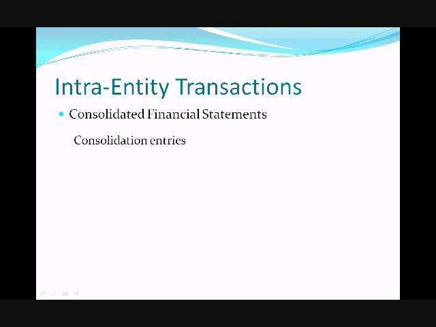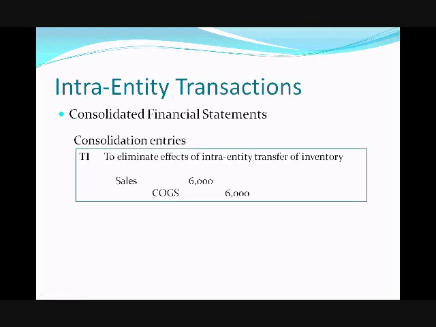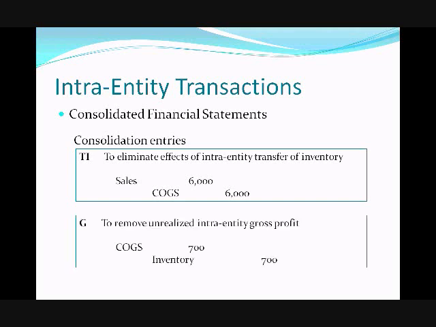First, a journal entry needs to be made to eliminate the effects of intra-entity transfers of inventory. A debit to sales and a credit to cost of goods sold of $6,000 is made. This is the TI journal entry. The second journal entry is to remove the unrealized intra-entity gross profit. This is done by debiting cost of goods sold and crediting inventory for $700.